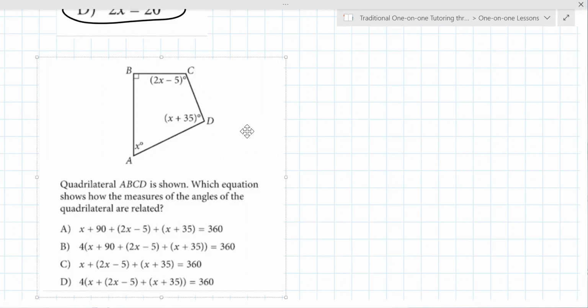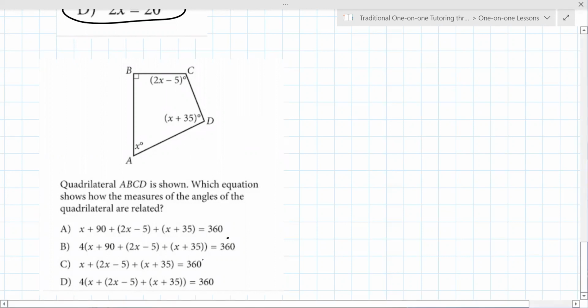I'm going to read it again. Quadrilateral ABCD is shown. Do you see that all the right-hand sides are 360? That tells you that's what the angles add up to. Remember, I said you either set equal or they add up to something. So they all add up to 360 in this problem.